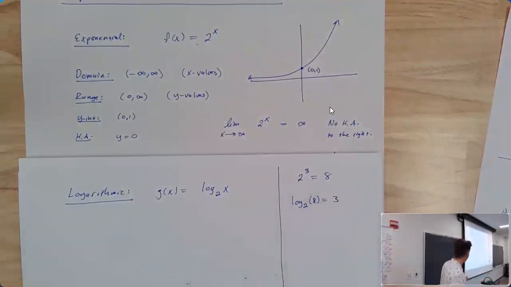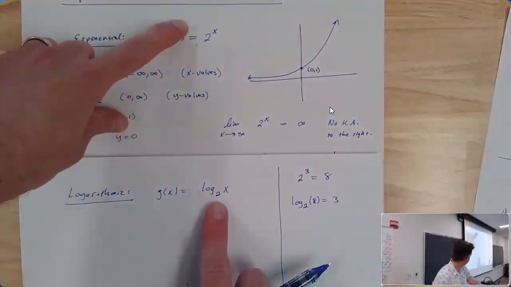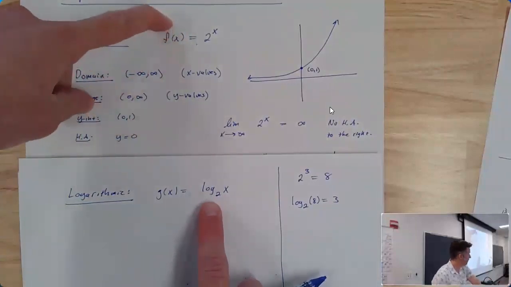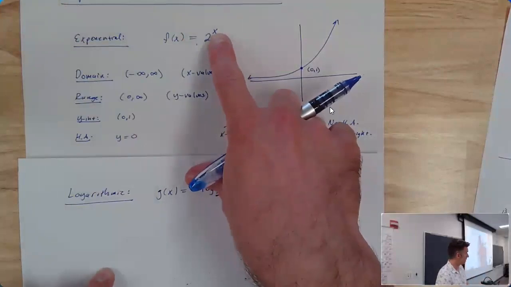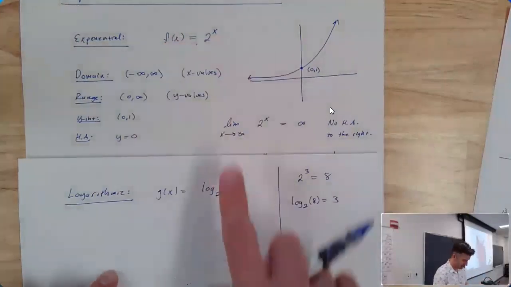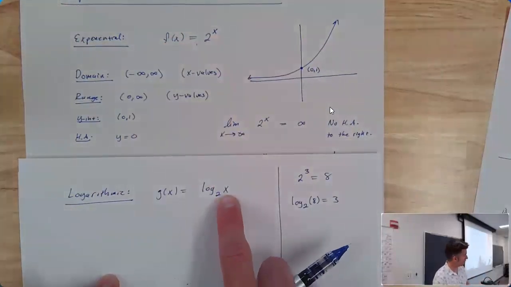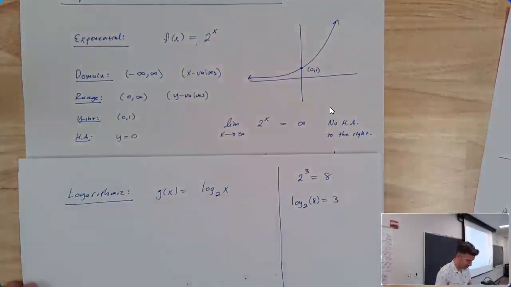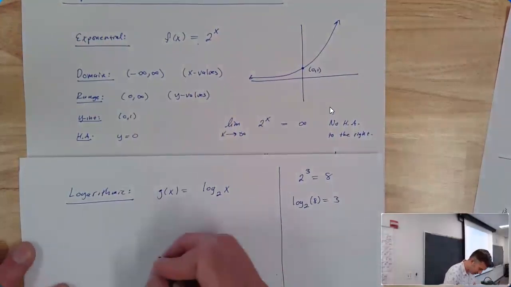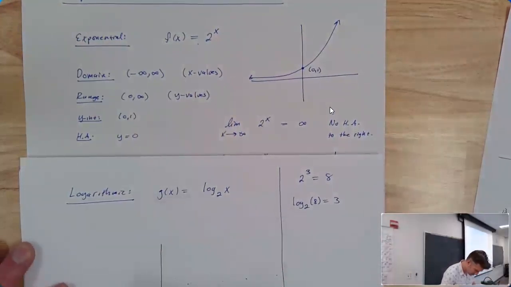And literally, these two functions interchange the role of your input and your output. In this function, you're inputting 3, for example, and you're getting out 8. In this function, you're inputting 8, for example, and you're getting out 3. So you have this whole literal reflective nature. So my logarithmic function looks like this.